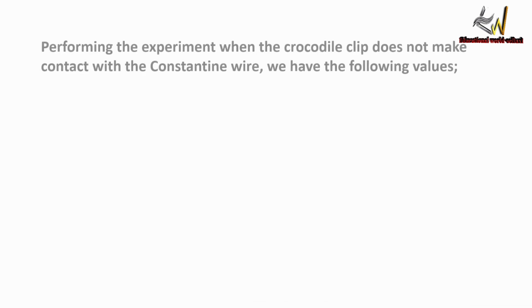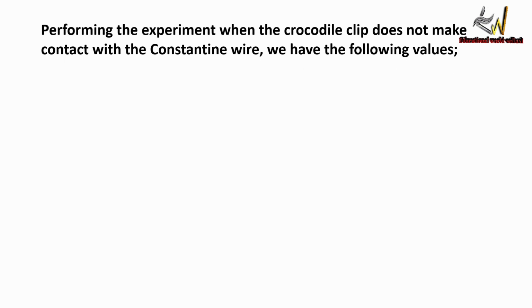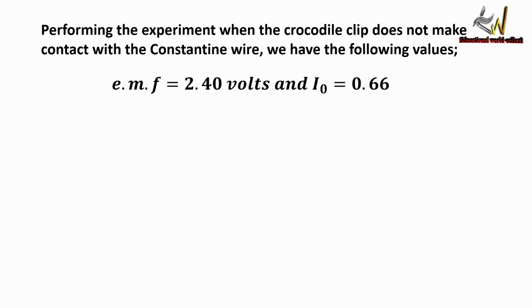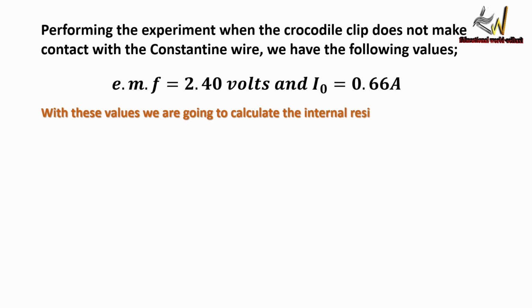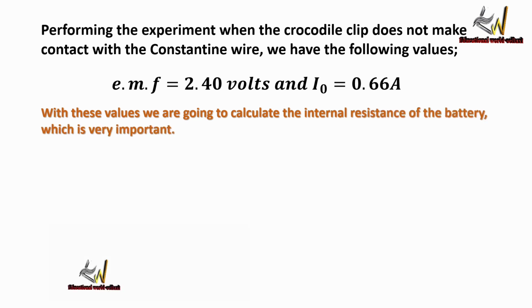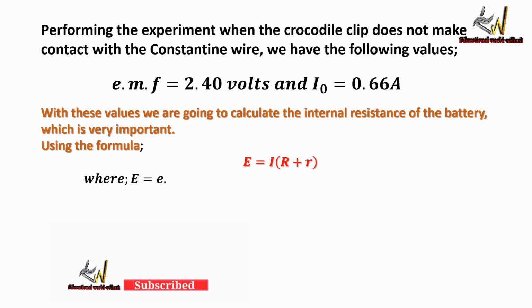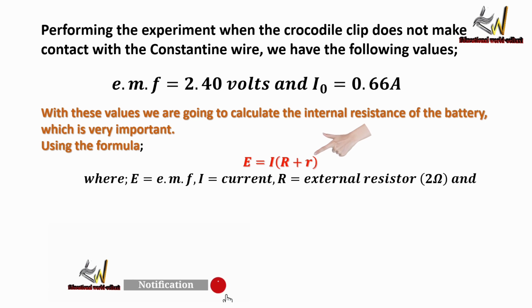Connected in parallel. Now, we perform the experiment while the crocodile clip doesn't touch the Constantan wire, and in doing that we got that the EMF of our battery is 2.4 volts and the current is 0.66 ampere. These results are from my previous practical. With these values, we are going to find the internal resistance of the battery using the formula shown.